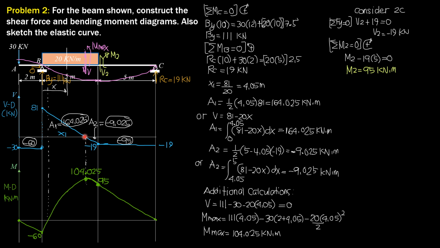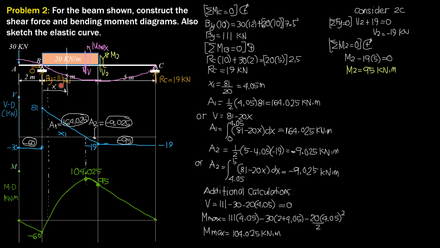Intersecting zero shear, we will find that later. Then negative 19 between this point and C, there's no change in loading. So the shear diagram is constant, negative 19, and it checks, it is equal to that R sub C there. To solve for x sub 1, you can use similar triangles: x1 is to 81 as 5 minus x1 is to 19. And you will get 4.05.